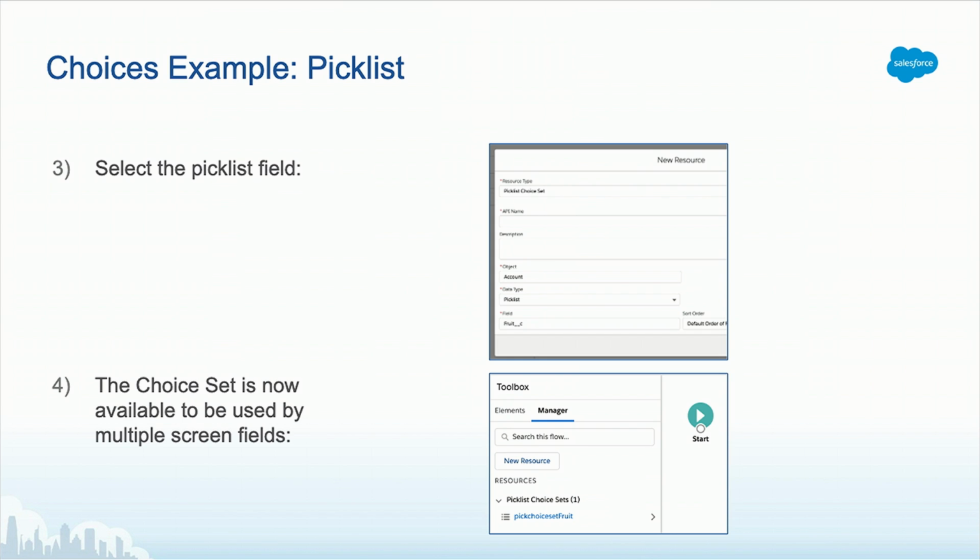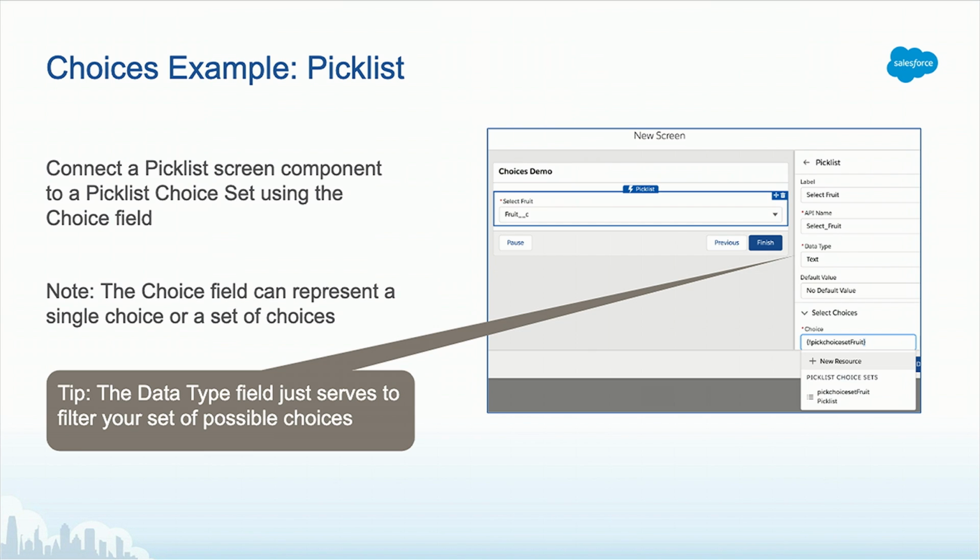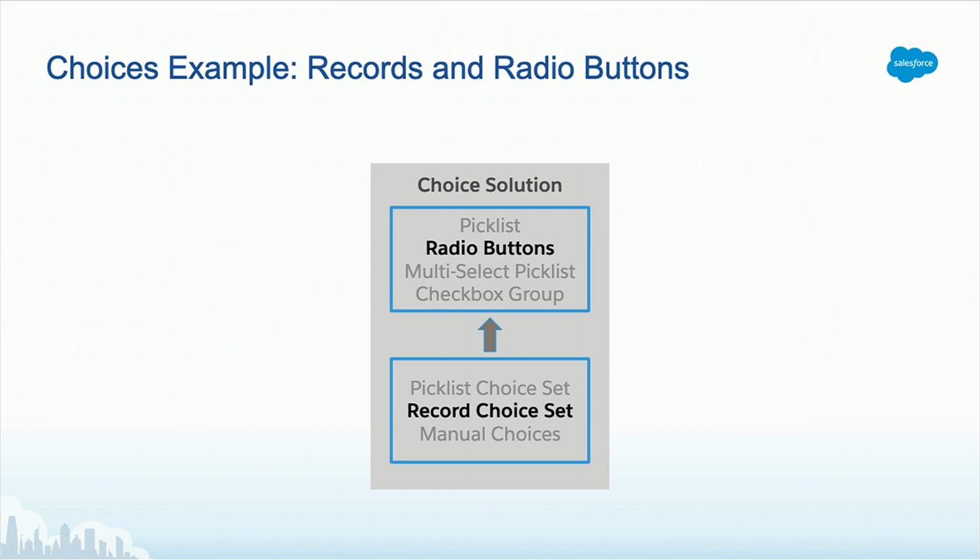So you create the set, and as you can see here, Flow will actually give you a choice. Once you pick your object, we'll show you all of the picklists that are available. You pick the right one, and then in the screen builder, you link that picklist choice set, that back-end data source, to whatever UI you want to show the user. So you can pull in a radio button group, you can pull in a picklist, and you can feed that set of choices.